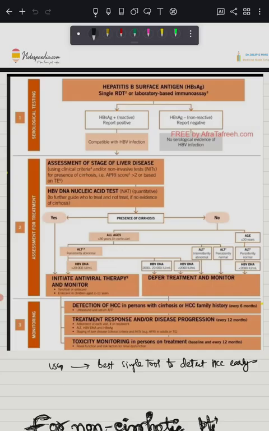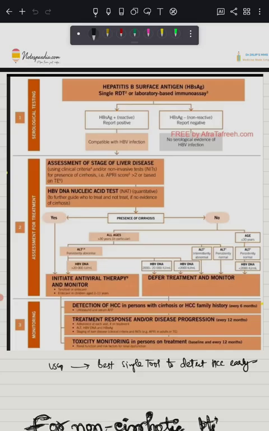And what will you monitor? Monitoring is to be done for HCC screening, every 6 months. And who are those? One is cirrhotic patients and another is patients having a family history of HCC. And how will you monitor? You will do USG plus AFP, but USG is the best single tool to detect hepatocellular carcinoma early. And disease progression or treatment response, you will assess yearly.